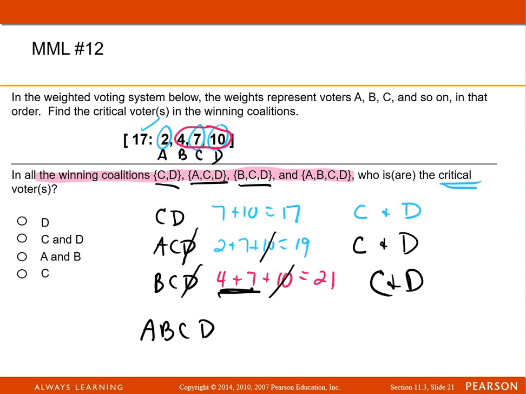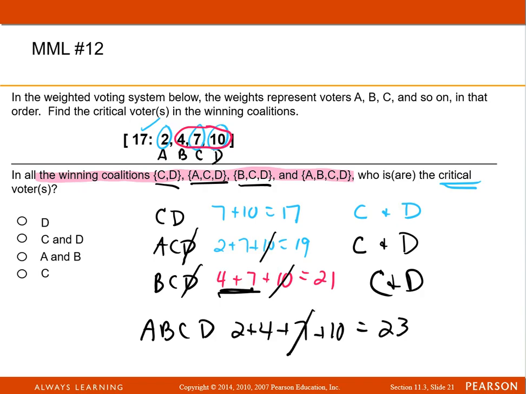And I could make the same argument for A, B, C, and D, because 2 plus 4 plus 7 plus 10 is 23. So if A walks away, 4 and 7 and 10 still adds up to more than 17, so A is not critical. If B walks away, you still have 2 and 7 and 10, which adds up to more than 17. So B is not critical.